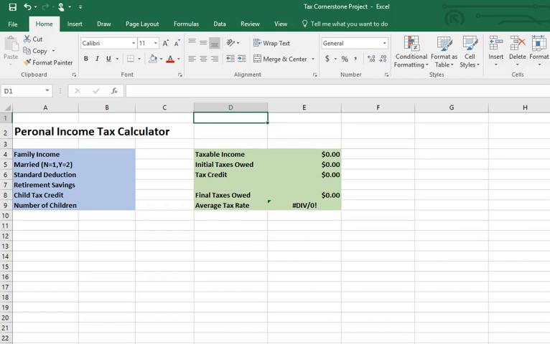So let's continue. What we've done so far on these couple videos is we created some inputs about your personal family situation: your family income, whether you're married, how much you save for retirement, number of children, etc. And then over here we have our output: our taxable income, our initial taxes owed, subtract away any tax credits that we receive, and that gives us the big number right here, our final taxes owed, and then another number that we're going to call the average tax rate. We'll see that here in a little bit.